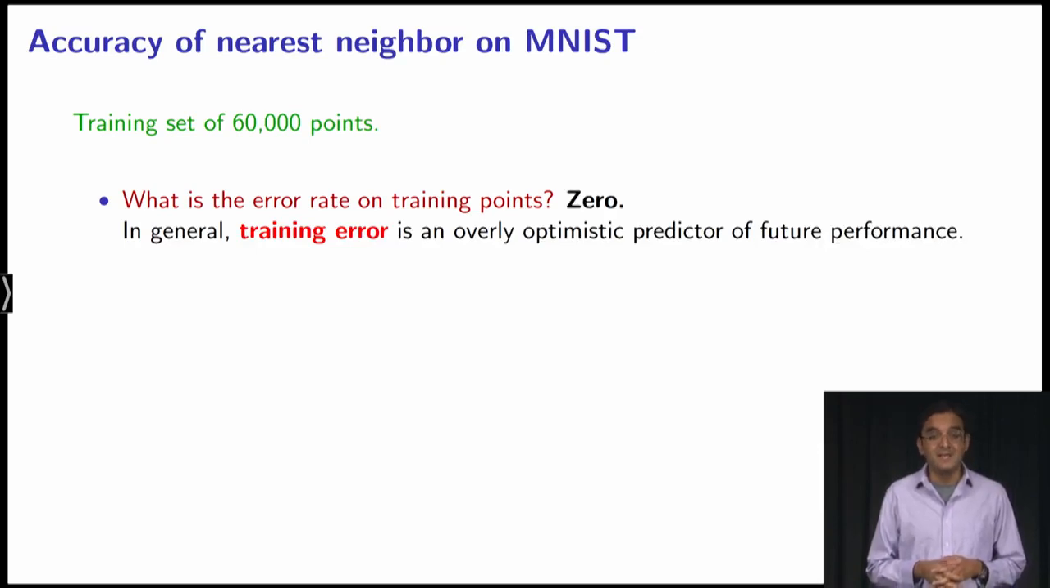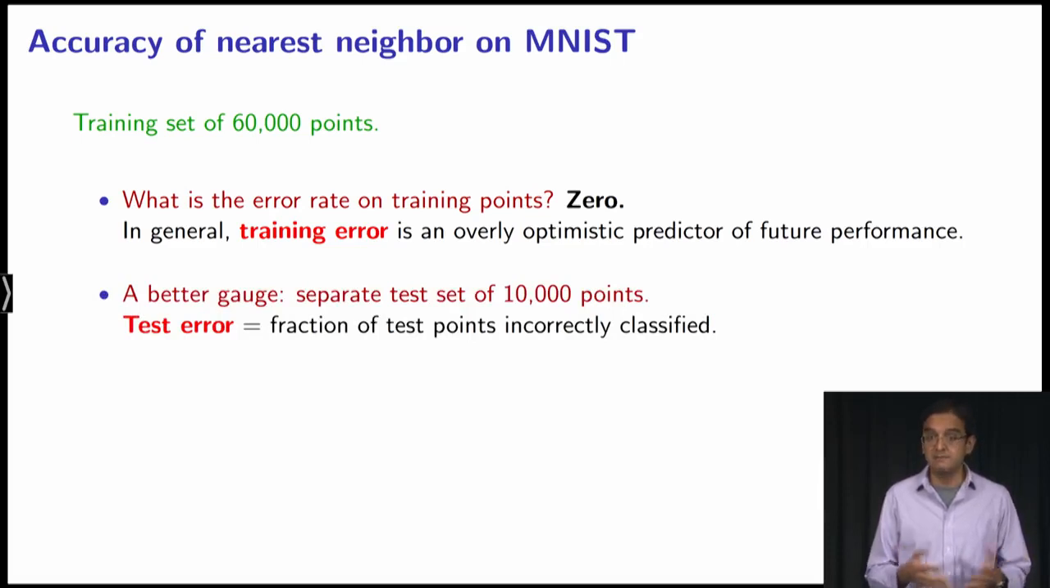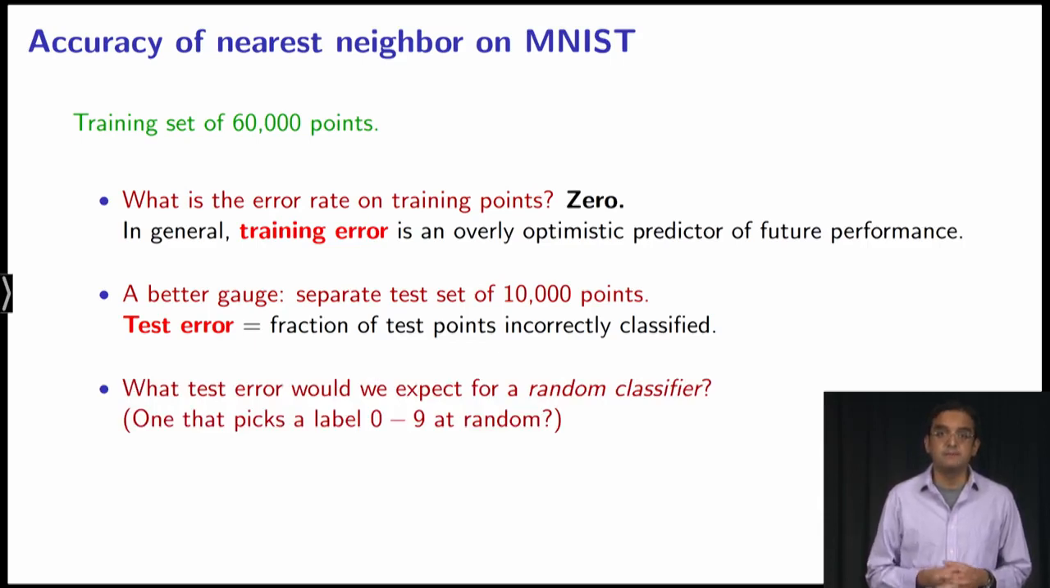Okay, so as you can tell, training error is in general not a good indicator of future performance, of performance on future data. And this is why we have our separate test set. The error on the test set, the test error, is a much better measure of the quality of the classifier. Okay? So what kind of error rate might we expect in this case?